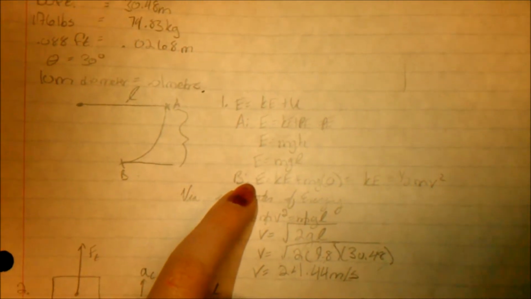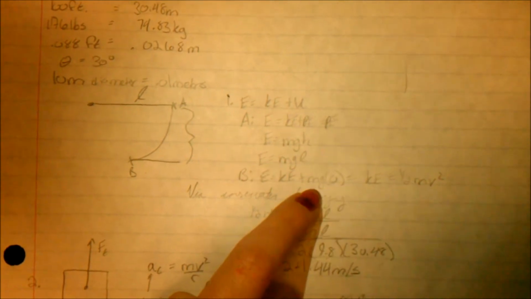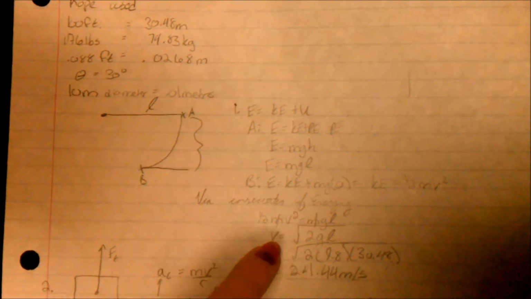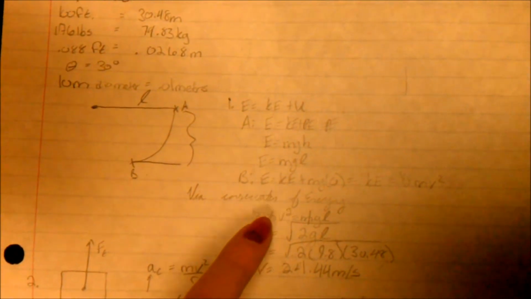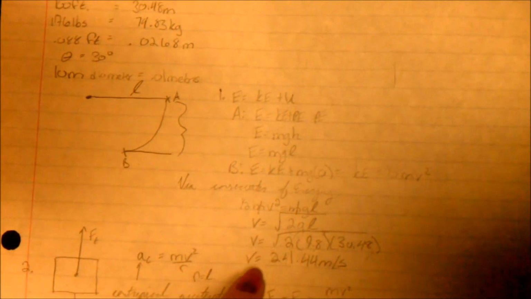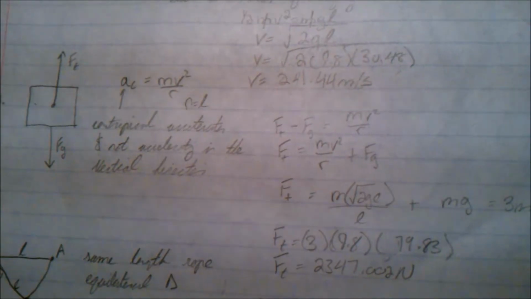For part B, you use the same kinetic plus potential energy, but this time the potential energy goes to 0, so you're left with the kinetic energy. Then via the conservation of energy, you can set them equal to each other, the masses cancel out, and you're left with the equation square root of 2GL. Then you plug in your numbers, and I ended up getting 24.44 meters per second.